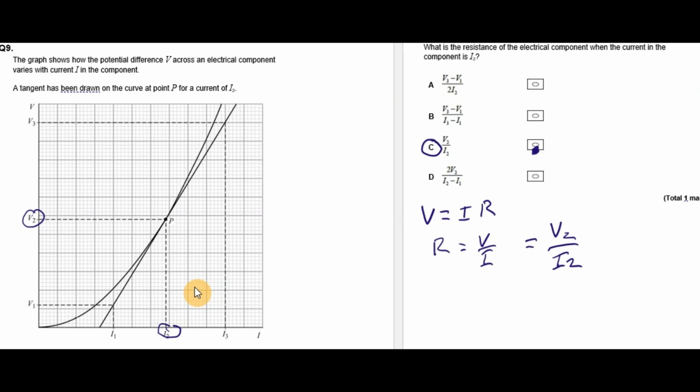As the gradient increases on a potential difference current graph, the resistance increases. As the gradient reduces, the resistance decreases. On a current potential difference graph, the gradient is inversely proportional to the resistance. So as the gradient increases, the resistance decreases.